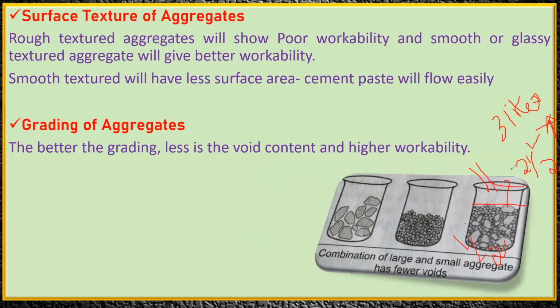That is why always remember, for a well graded aggregate, it's written here, the better the grading, the less is the void content and higher is the workability. So always we try to go with well graded aggregates. This is my well graded. Here all the different sizes of aggregates have been put up, so the voids are less, and as a result of that, the workability is going to increase for me, right? So these are the factors which affect the workability.